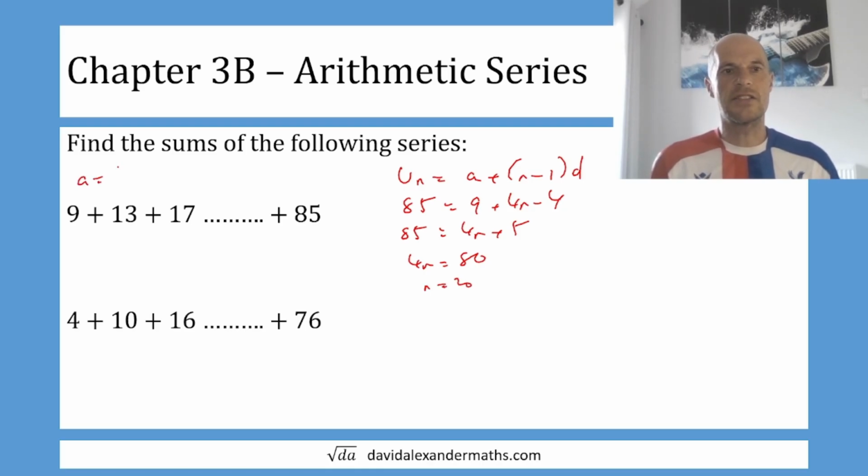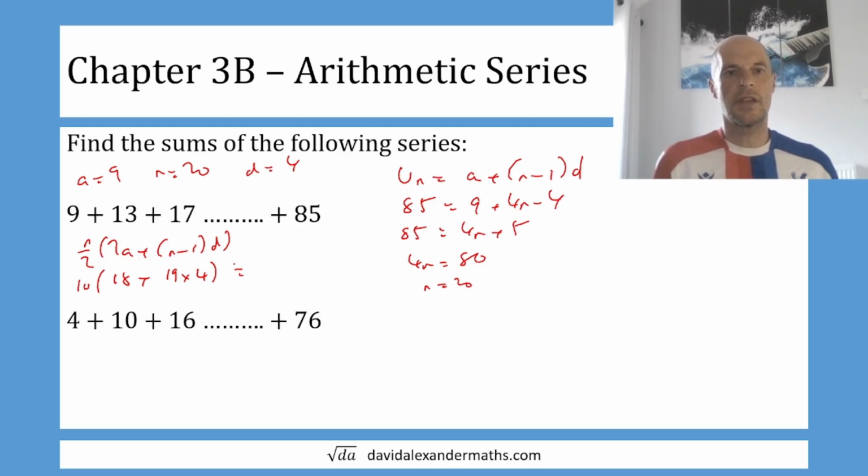So we've got a is 9, n is 20 and d is 4. So it's again the same formula, n over 2, 2a plus n minus 1d. So n over 2, that's going to be 10, lots of 2 times a, which is 18, plus 19 times the difference of 4. 19 times by 4 plus 18 is 94, so times 10, that is 940.